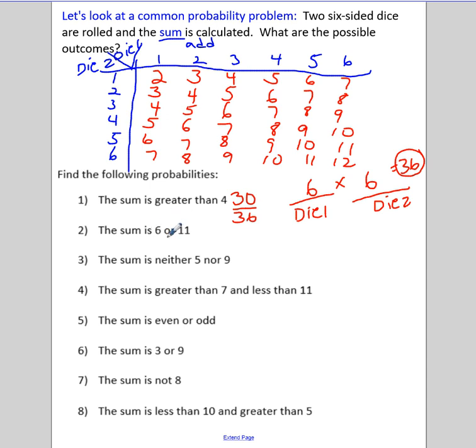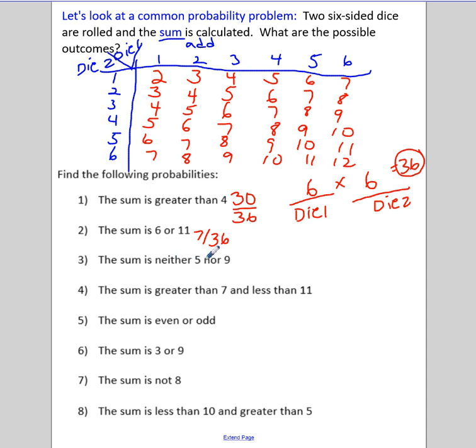All right, the sum is 6 or 11. So all these 6's here would be my sums, and then these 11's down here. Ready? Count these. So 1, 2, 3, 4, 5, 6, 7. So this is going to be 7 out of 36.